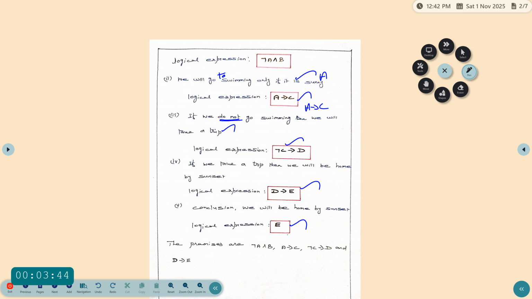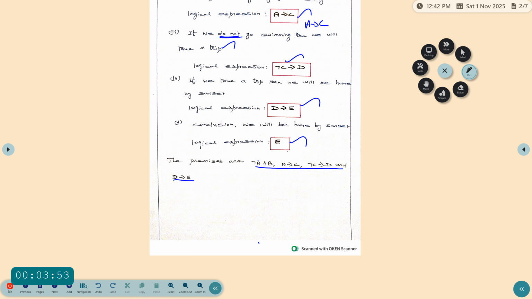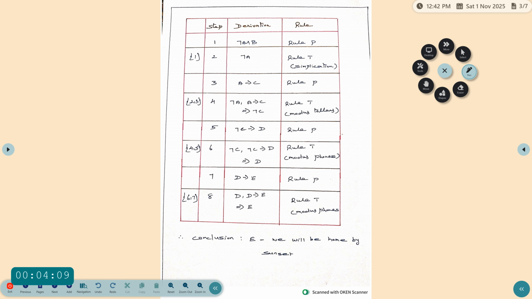So what are the premises here? Only the four premises. The first is negation A and B, the second is A implies C, the third is negation C implies D, and the fourth is D implies E. Using the four premises, what is the conclusion? The conclusion is we will be home by sunset. How is it derived? We will see in the next part. What is the derivation part here?